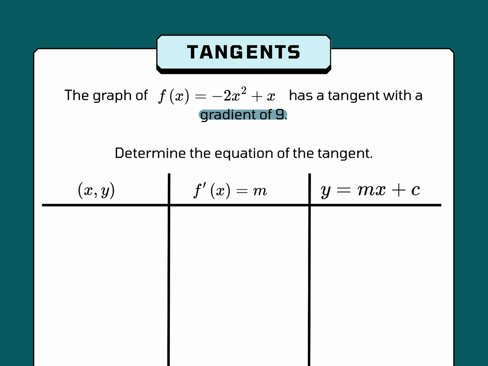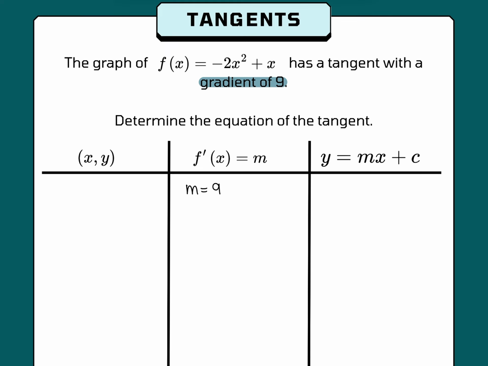All right, so since they gave you your gradient, you're going to start in the second column and state that your gradient is equal to 9. But then what's also very important to highlight here is that your gradient is equal to your derivative at that point on the graph. So if my gradient is 9, and your derivative is the same as your gradient, does that not mean that the derivative at that specific x value must be equal to 9? All right.